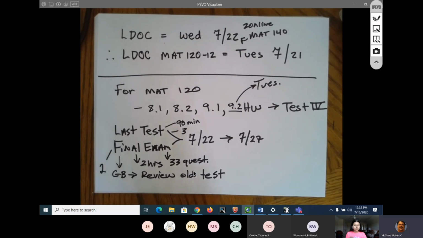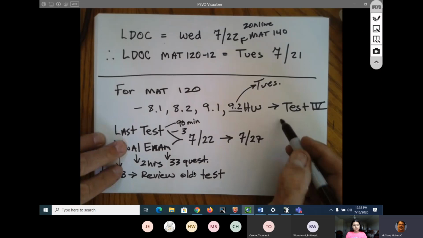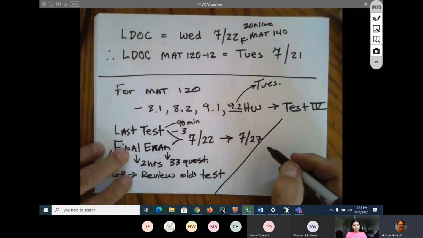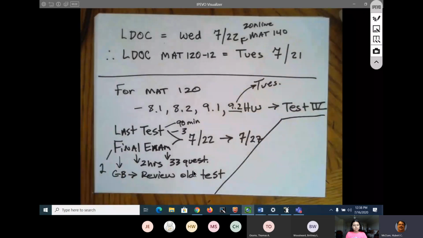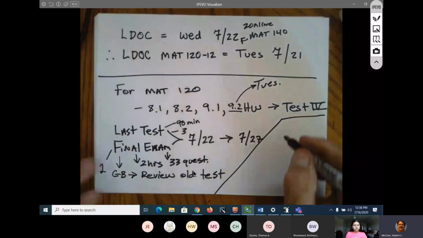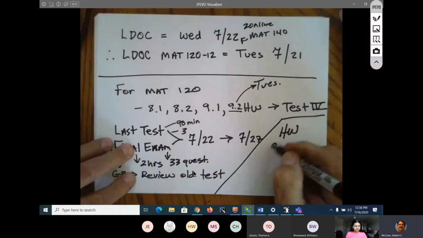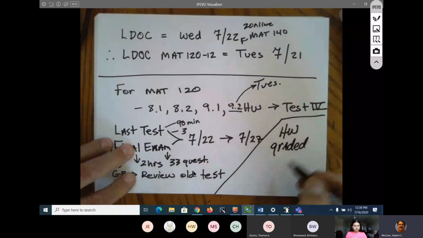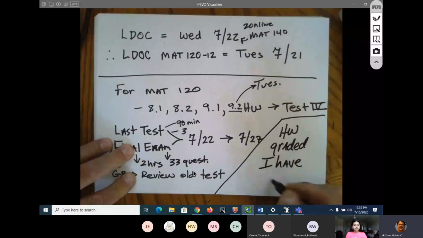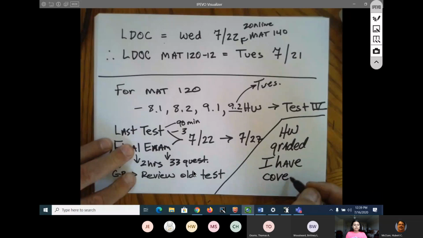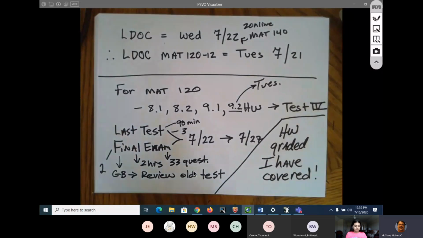Now, if there's any homework that I haven't assigned, I will take it out. The only thing that you'll be graded on is what I have already gone over. What I have covered, exactly. So I don't need any emails from the 120-12 class talking about, well, what if we didn't do this or what if we didn't do this? Okay.